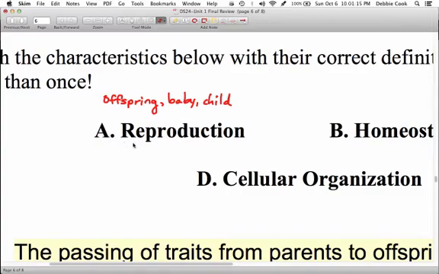And remember, there are 2 types of reproduction that you're responsible for knowing. There's asexual reproduction as well as sexual reproduction. And remember, with asexual, it's one parent that can make the next generation. And in sexual reproduction, 2 parents are needed in order to make the next generation.